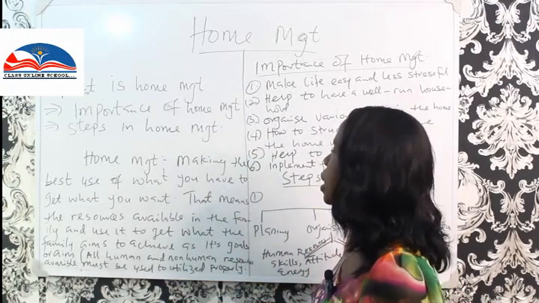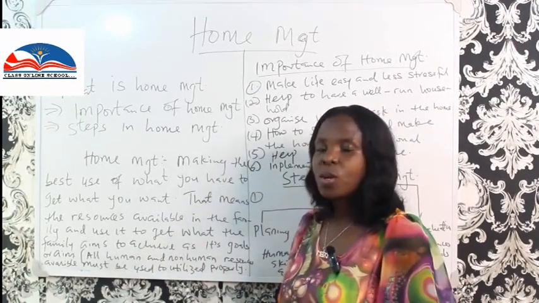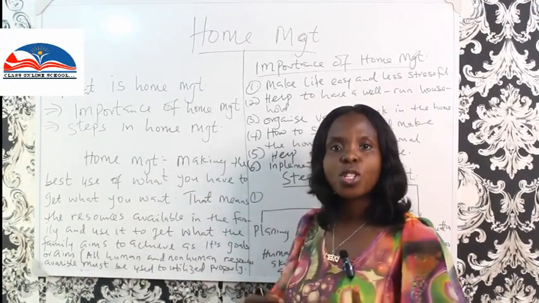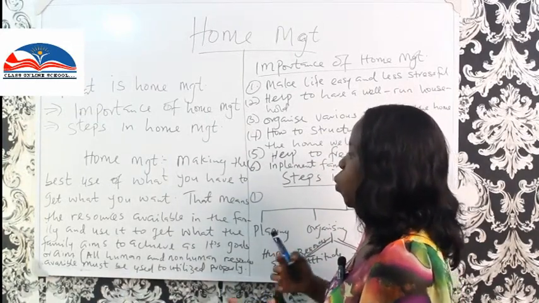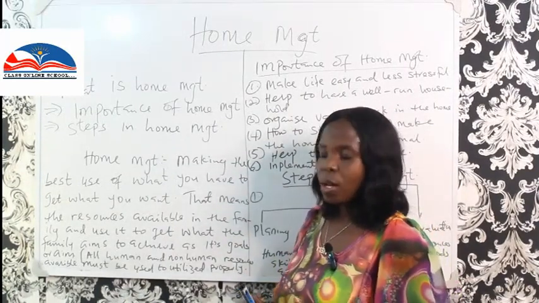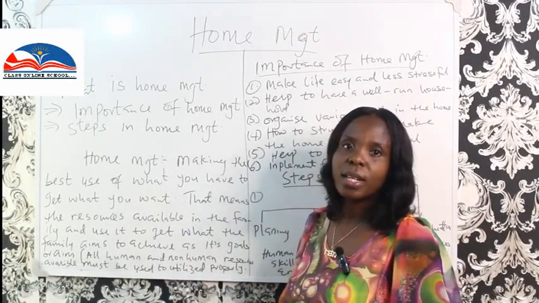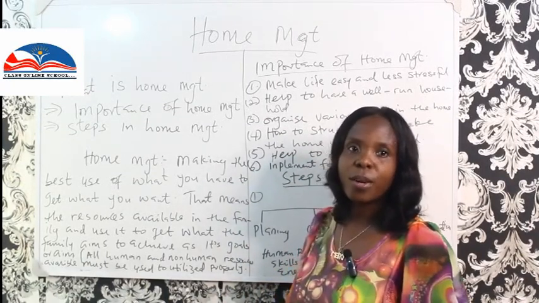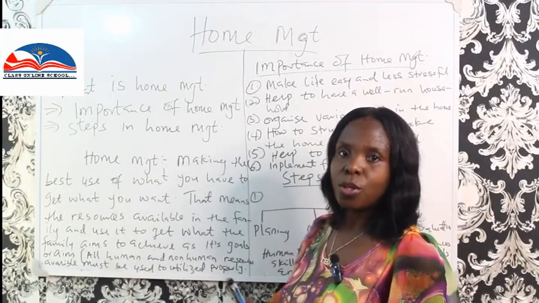When we talk about home management, it has to do with making the best use of what you have to get what you want. What is it that you have? The resources that are available in the home; you use them to get what you want in the family. In the family, we have human resource and non-human resource. Human resource is the human effort that can be put into managing the home. Non-human resource has to do with other resources that can aid in carrying out the activities of the home.